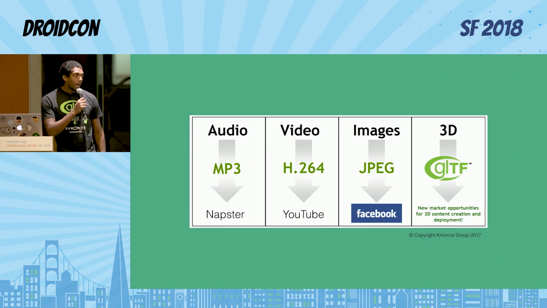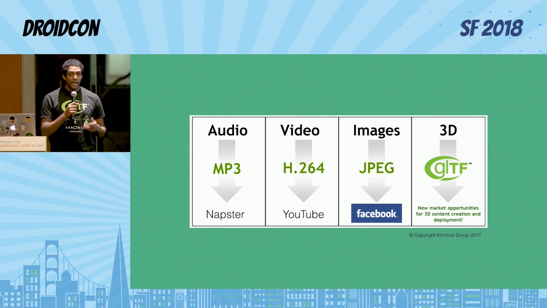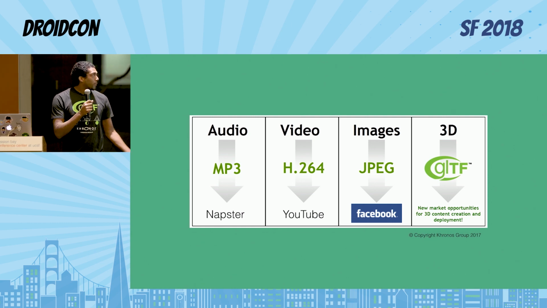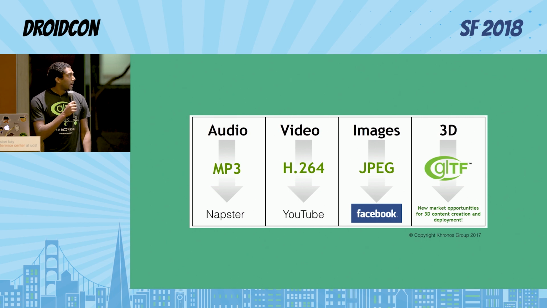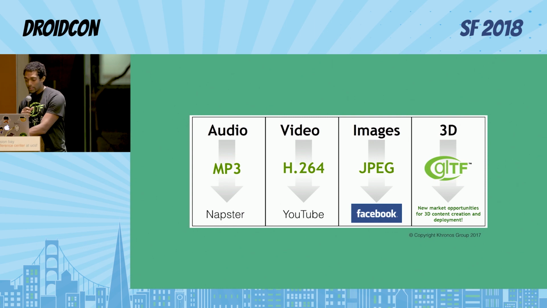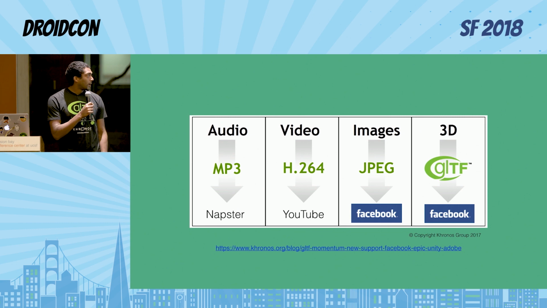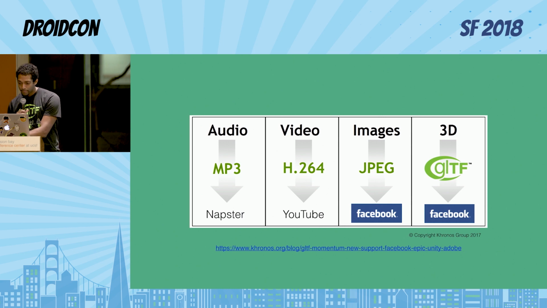If we look at the history of transmission formats on the web, for audio, we always kind of had a big player that pushed a format forward. For audio, we had Napster that pushed MP3 forward. For video, we had YouTube that popularized H.264 video encoding. And for JPEG, Facebook pushed that forward heavily. We're hoping that for 3D, our adoption of glTF will help push the ecosystem forward and get more players to adopt the glTF 3D format.